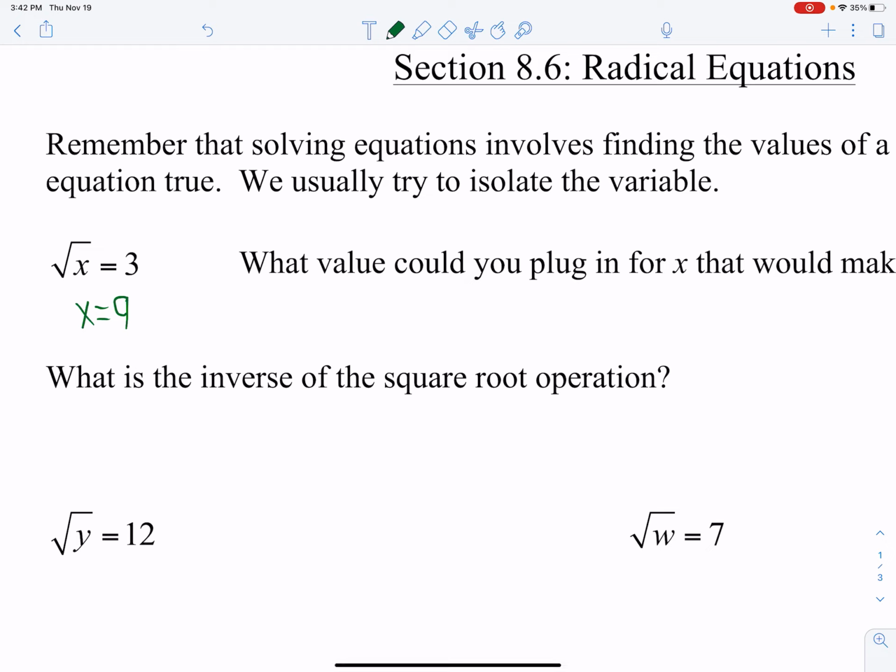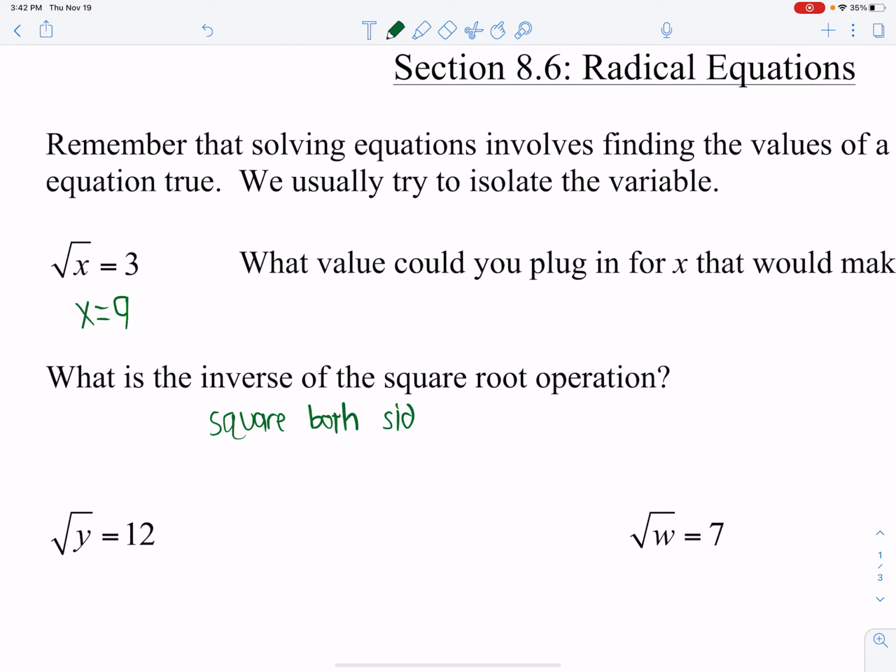Now, sometimes you'll be able to just look at it and figure out the answer. For many of the problems in this section, you're not going to be able to just look at it and figure out the answer right away. We're going to have to do some work. And to do that, we need to know how to undo the square root. And to undo or cancel out a square root, you want to square both sides of an equation.